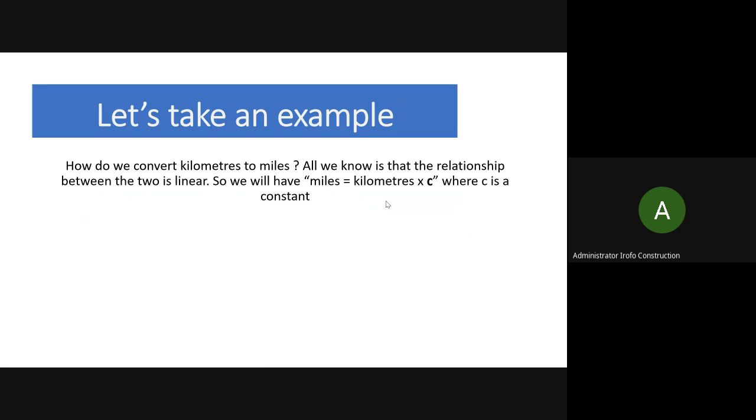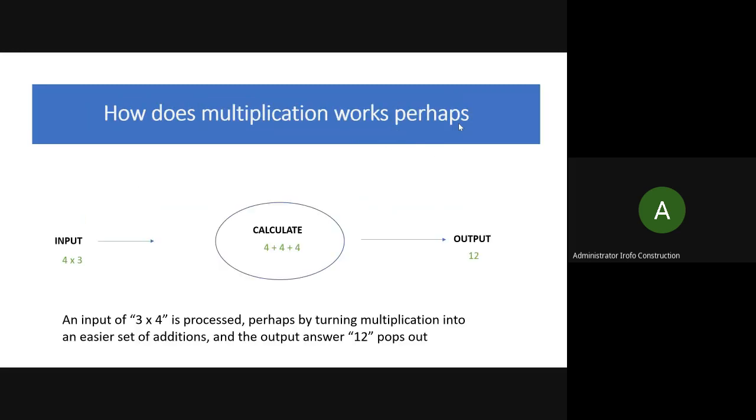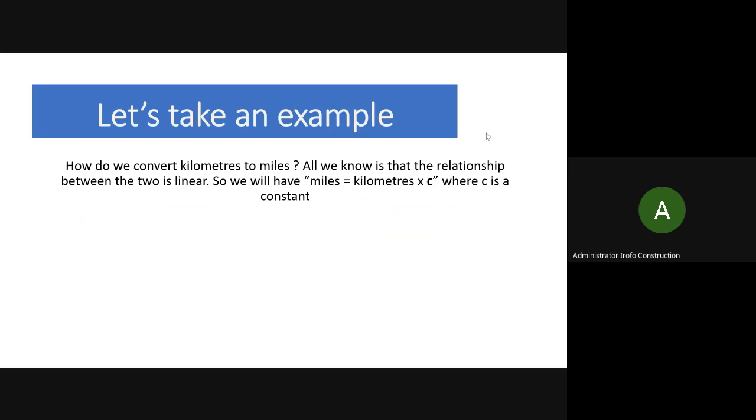We just want to convert, if they give us a value in kilometers, we want to convert it into miles. And we know the relation between them. The relation between them is just linear. The reason I'm saying it's linear is because kilometers are mostly used in Ghana here. But when you go to some other part of the world, they use miles.